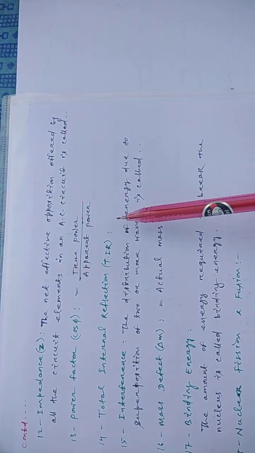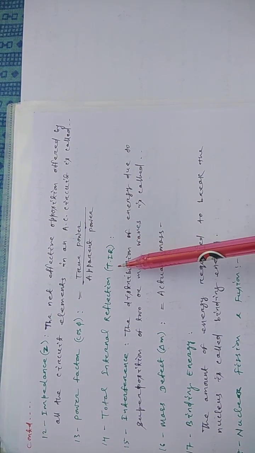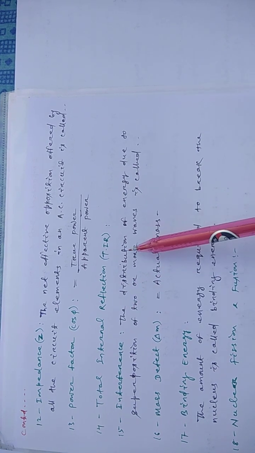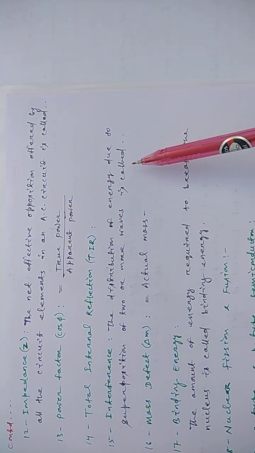Then is total internal reflection. Total internal reflection is the property when a ray travels from denser medium to rarer medium and it is incident at an angle greater than the critical angle, it returns to the same medium. This property is called total internal reflection. Then is interference. What is interference? The distribution of energy due to superposition of two or more waves is called interference.